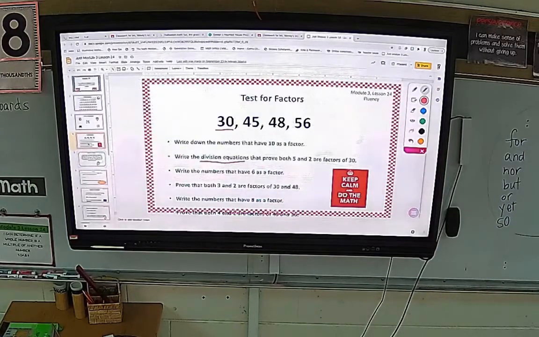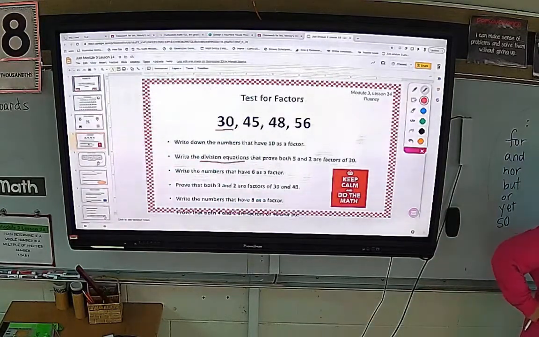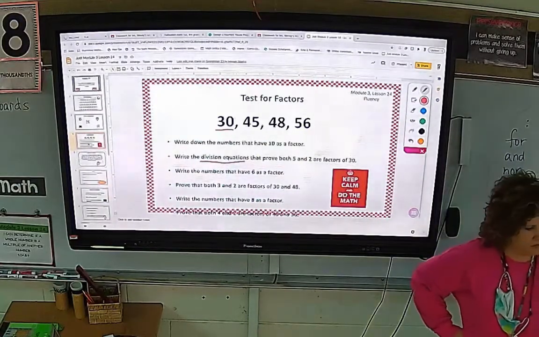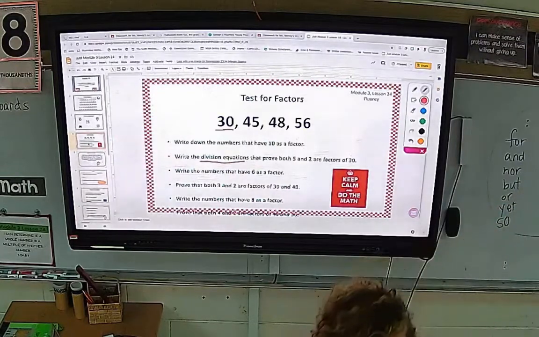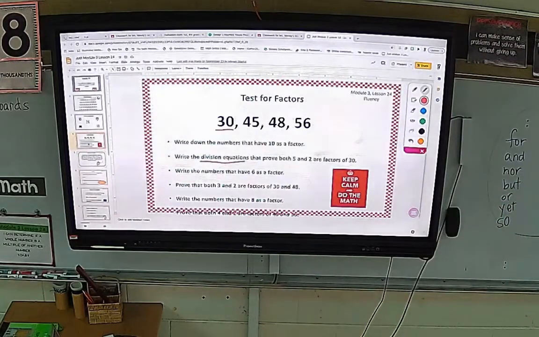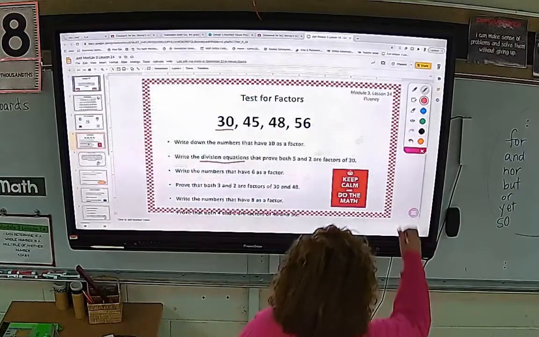What division problems would you write to see if 5 or 2 was a factor of 30? All right, show me what you got. Okay, remember these are division problems.